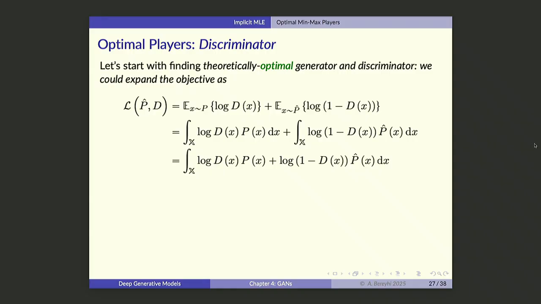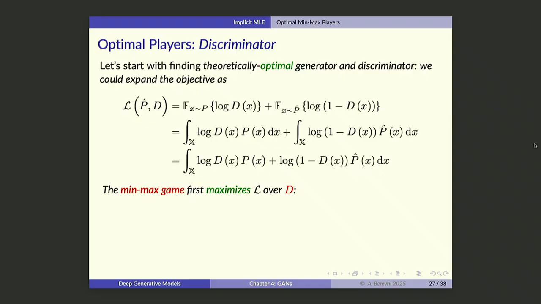OK. Now, if I want to find the optimal discriminator, I should forget about g. I can think of g as fixed, meaning that I can think of p hat as fixed. Then I need to find the function d which is going to maximize this integral, right? Everybody's cool? OK. So the thing that I need to do is find the function which is going to maximize L over all possible d.